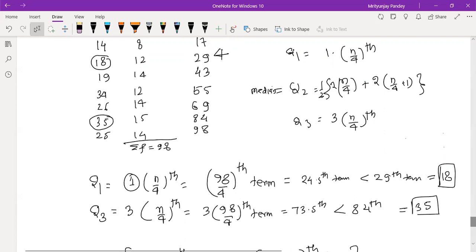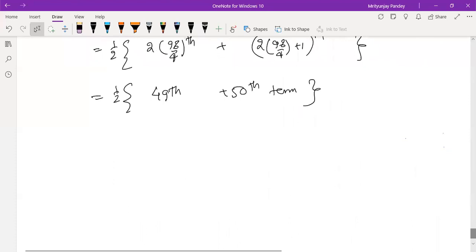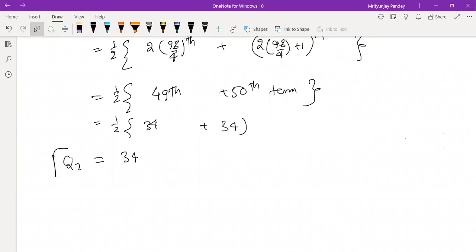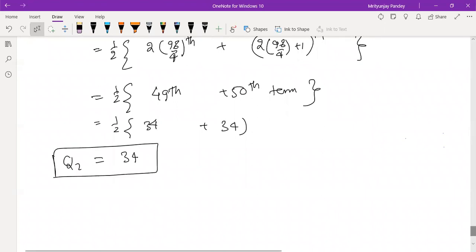That means both answers are 34. Is it clear? Yes. 1 by 2 of 34, and this is also 34. So finally answer is 34. This is Q2. Is it clear? Any doubt? Students, any doubt? No, sir.